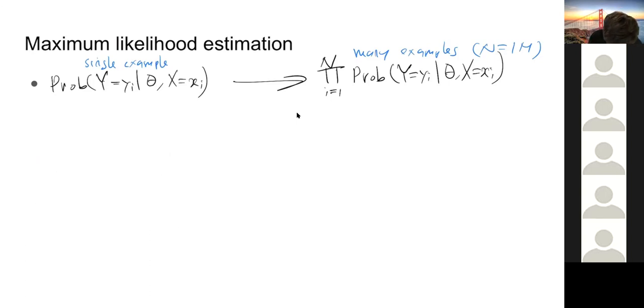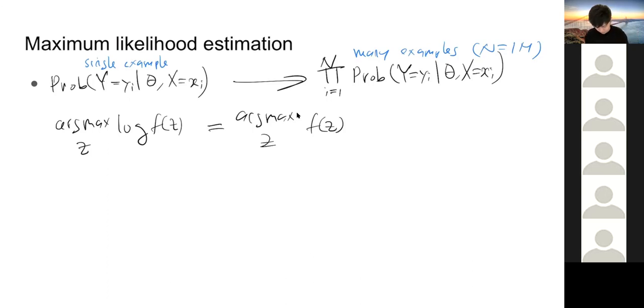Mathematically, what that means is that argmax over z of log of some value f(z) is equivalent to not having the logarithm at all, right? How can you prove this? It's actually a really simple proof.